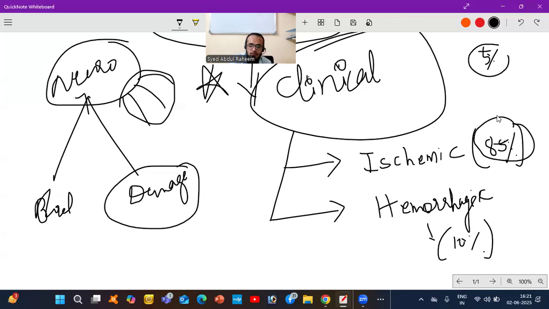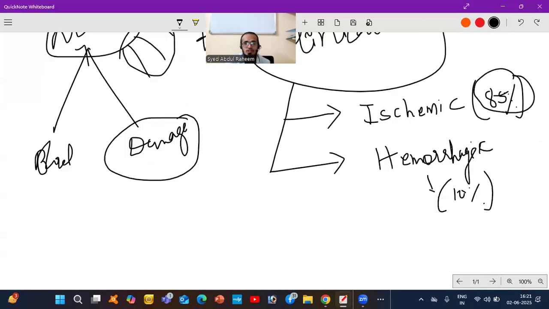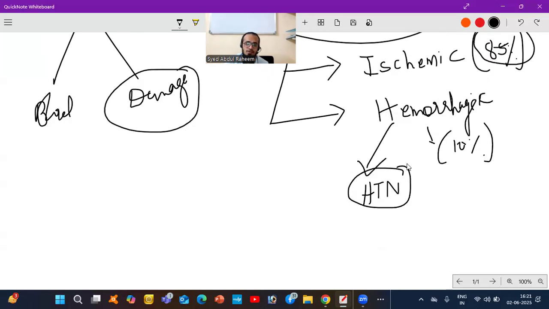In the hemorrhagic stroke, what is the cause? That is mostly an underlying disease, that is hypertension. Due to the raised blood pressure, the artery bursts. So the blood exits from that artery to the outside area. But in ischemic stroke, the reasons are multiple.